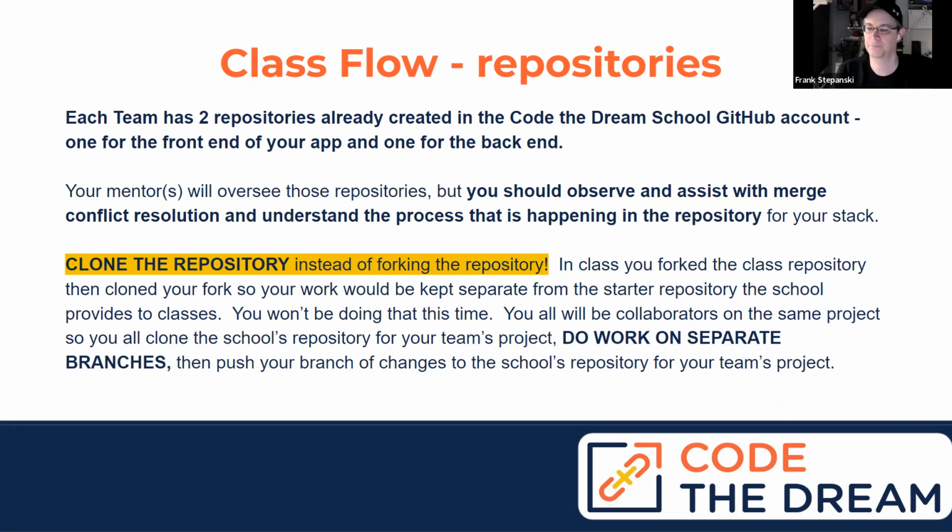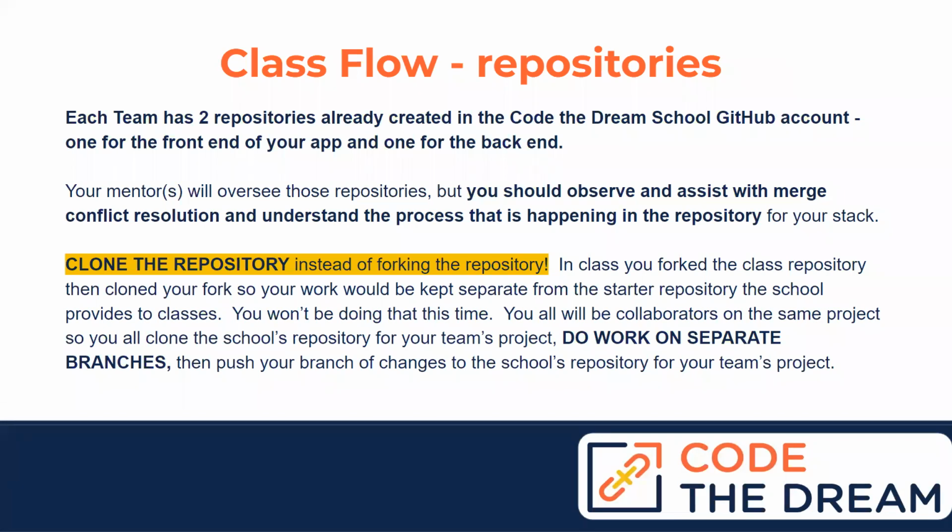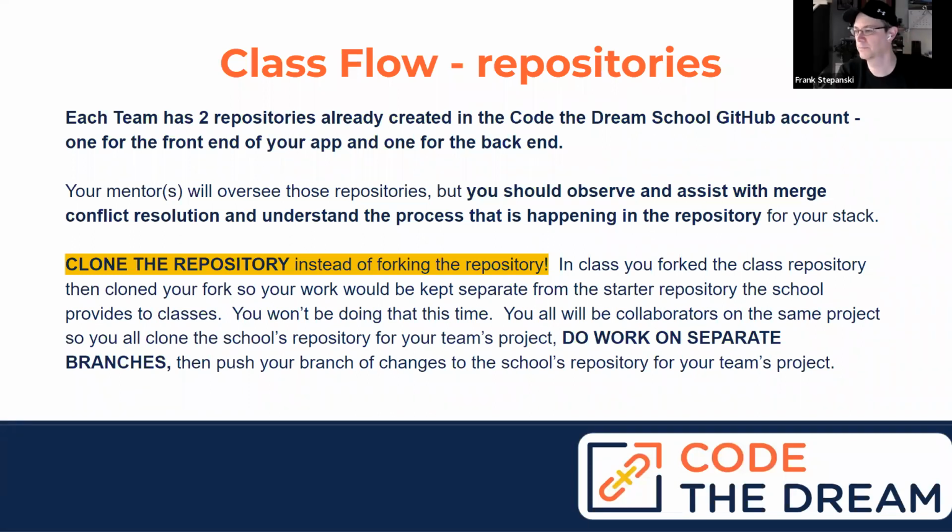I had a quick question on the merging. So I pull from the repository, I make my branch, I make my changes, I push my changes up, then I open up a pull request. That pull request has to be approved by the mentor before it gets merged? Correct. Yeah, mentor or assistant mentor.